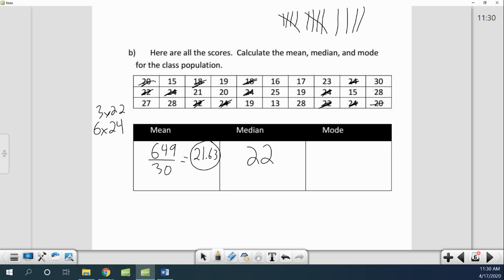1, 2, 2 18s. 1, 2, 3 28s. Yeah, no. A couple of 3 19s. Yeah, nothing else even gets close. So 24 is the number that shows up most often. So 24 is our mode. It's just the number that shows up the most.